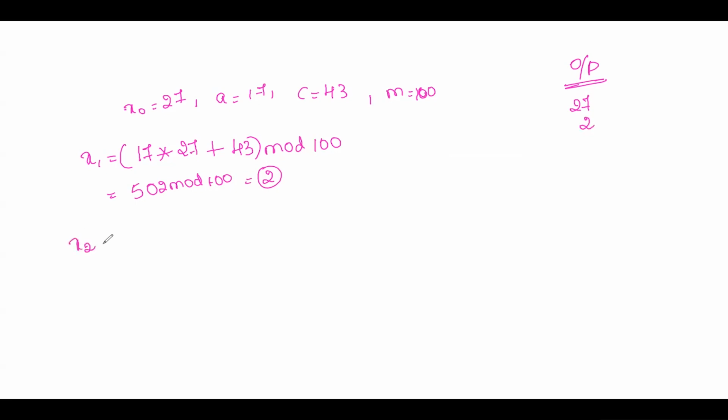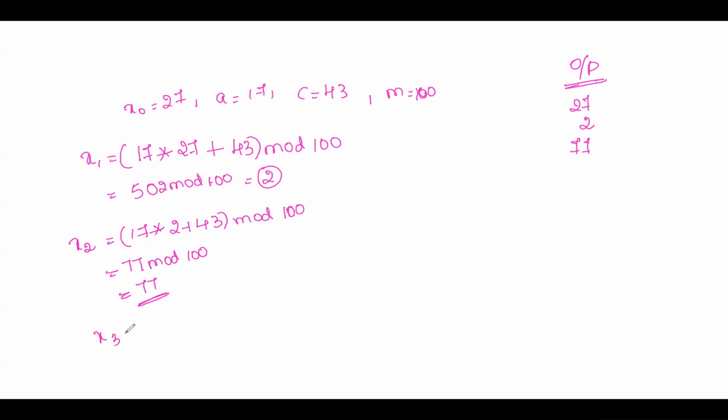Let us see x2. What is going to be the next random number? Once again, 17 into, now I am going to take the previous value, which is 2. 17 into 2 plus 43, rest all things remain the same, mod 100. Now this is nothing but 77 mod 100, which we already know is 77. Hence the next random number is 77.